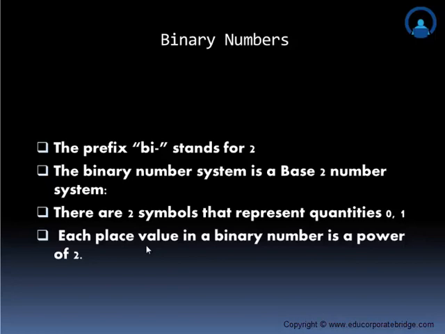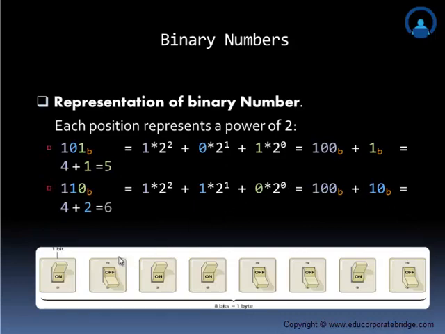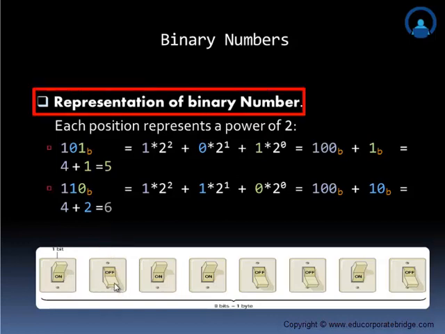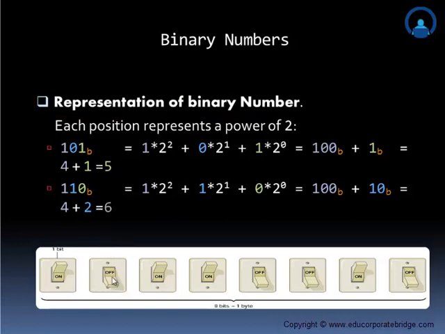Also the binary numbers are often used in practical examples like switches. When the switch is on, we consider it as logic 1, and when the switch is off we consider it as logic 0. So for the representation of binary numbers, each position represents a power of 2. Let's take the example of 101.